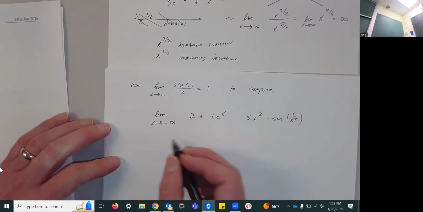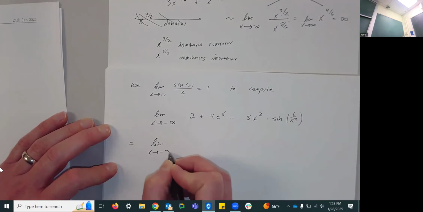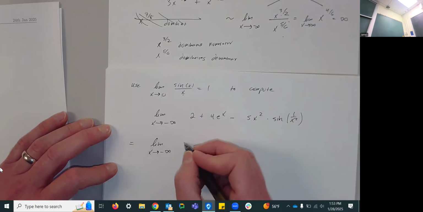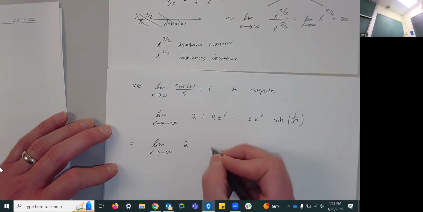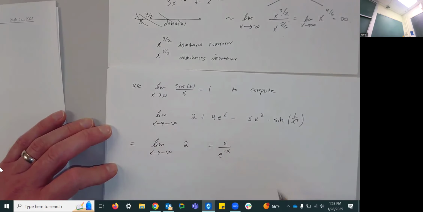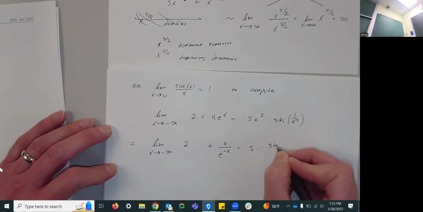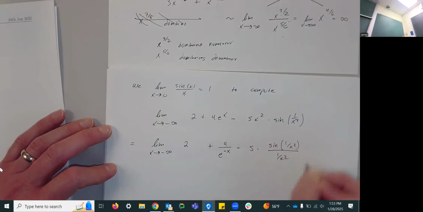So we're going to rewrite this. I'm actually going to do two things. I'm going to rewrite it as the limit as x goes to negative infinity of 2 plus 4 divided by e to the negative x minus 5 times sine of 1 over x squared over 1 over x squared.